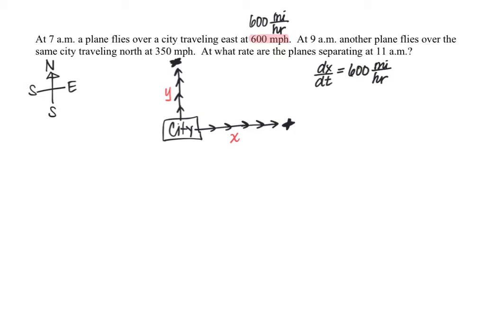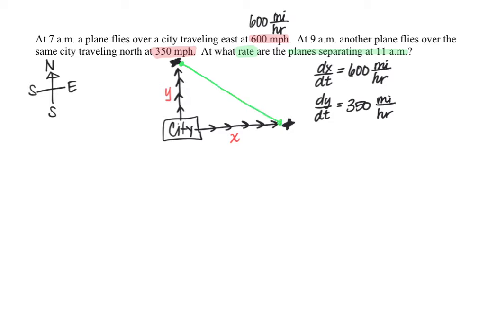And then it says the second plane is traveling north at a rate of 350 miles per hour. So that is another rate. So again, I'm putting it off to the side, not on my diagram, but that is the rate at which y is changing. So that would be dy over dt. Then we're asked to find the rate, so we're looking for a derivative, the rate at which the planes are separating at 11 a.m. So at any given moment in time, I could measure the distance between the two planes.